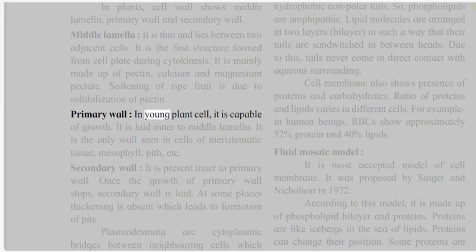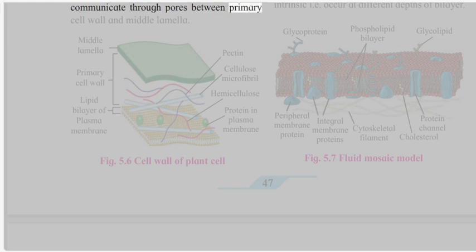Primary wall: in a young plant cell, it is capable of growth. It is laid inner to the middle lamella. It is the only wall seen in cells of meristematic tissue, mesophyll, pith, etc. Secondary wall: it is present inner to the primary wall. Once the growth of the primary wall stops, the secondary wall is laid. At some places thickening is absent, which leads to formation of pits. Plasmodesmata are cytoplasmic bridges between neighboring cells which communicate through pores between the primary cell wall and middle lamella.